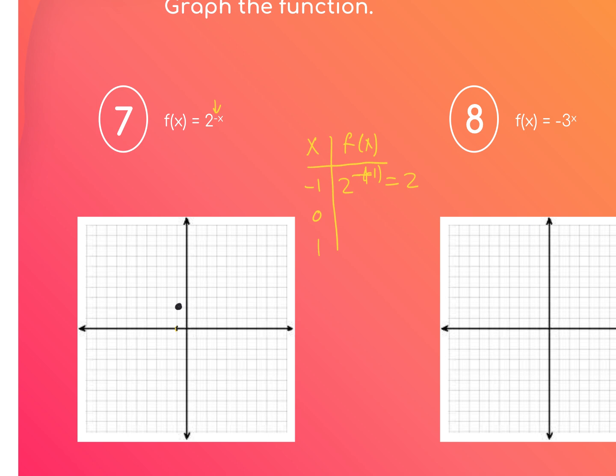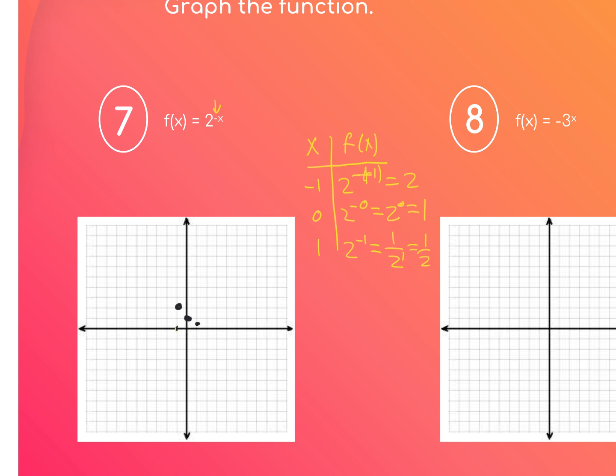All right, and we can do the same thing with 0. We get 2 to the -0, right? -0 is just 0. So we get 2 to the 0, and anything to the 0 is 1. So we still get that 0, 1 that we've observed in the other examples. And then for x is 1, we get 2 to the -1, right? And then negative exponents we want to flip. So we get 1 over 2 to the first power, which is just 1/2. And then we get that point right there.